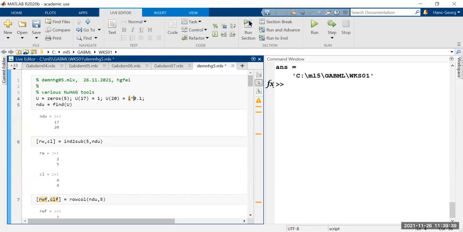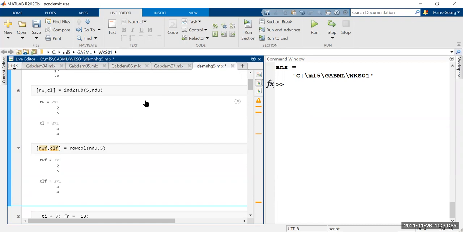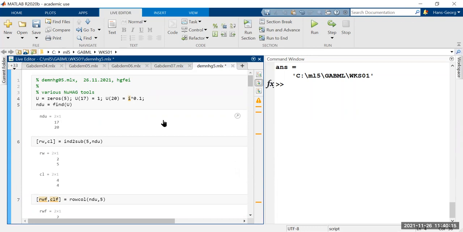If you have done a computation, you might find a value which is almost 0 but not exactly 0, and the find command would still find everything where the stored value is not the original one. Now the ind2sub command has two outputs, and it tells you we find these elements in row number 2 and row number 5, and in column number 4. If you think of the numbers 17 and 20, you fill the first 3 columns, from 1 to 5, 6 to 10, and so on, so they are both in the 4th column. That's why the column number is 4 each time, but the rows are 2 and 5. And the row call command is doing the same thing.